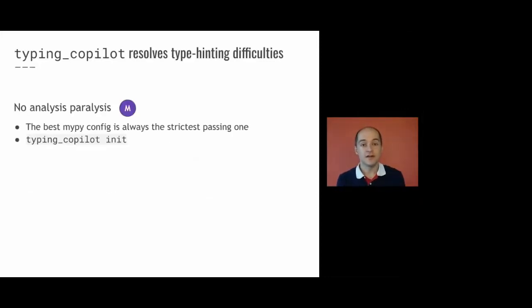In this way, Typing Copilot minimizes the amount of upfront work that maintainer Michelle has to do. Instead of manually creating a MyPy configuration for the project, Typing Copilot init will automatically create the strictest possible MyPy configuration that maintainer Michelle can use in the project's CI environment. And along the way, in a small number of cases, maintainer Michelle might need to resolve some type hint errors that MyPy does not allow to be disabled in its configuration.